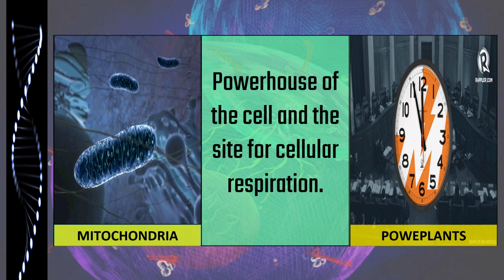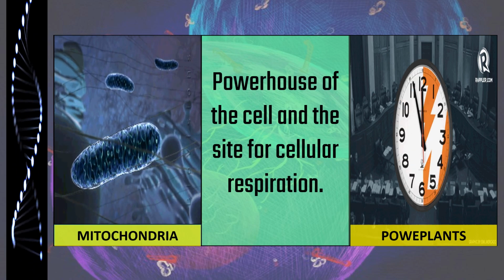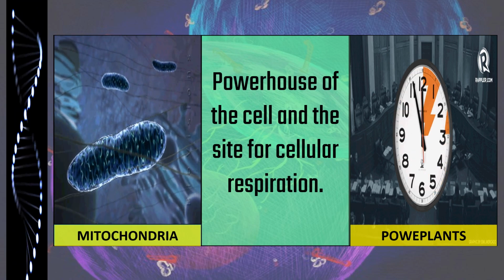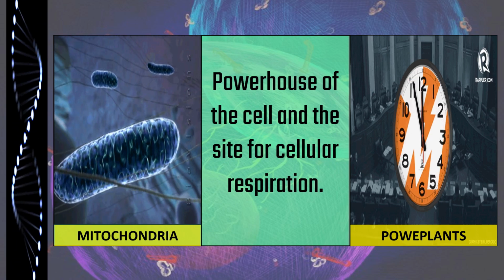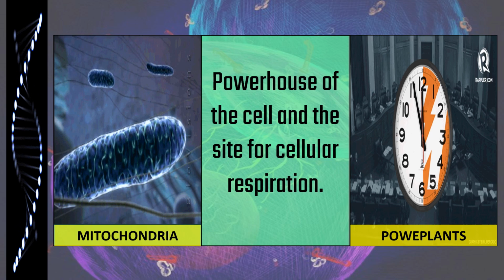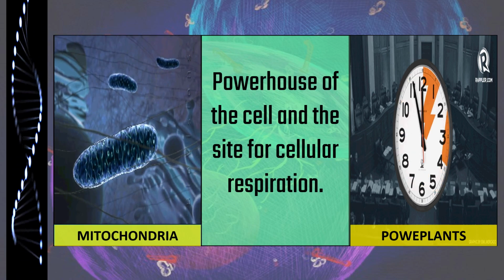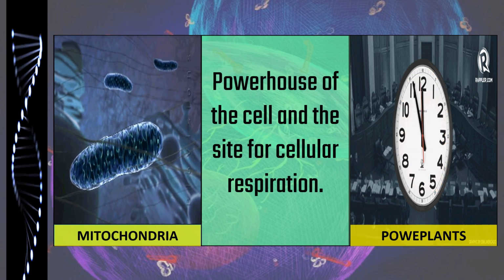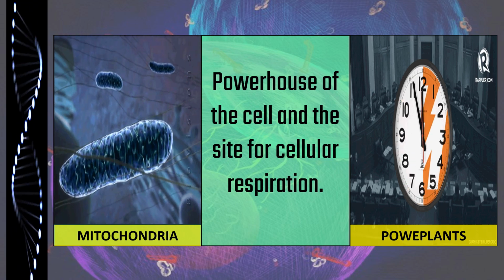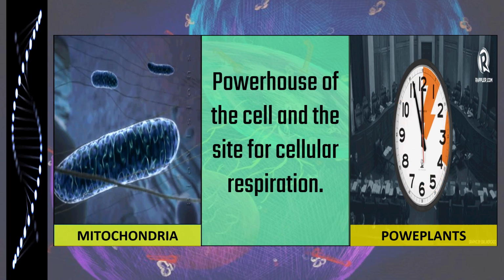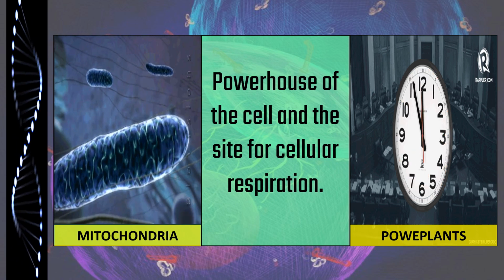It provides energy to the cell because this organelle produces ATP, or adenosine triphosphate, a high energy giving substance that is needed by the cell for cellular processes. In prokaryotic cells, mitochondria are absent, but in the case of most eukaryotic cells, mitochondria are present.